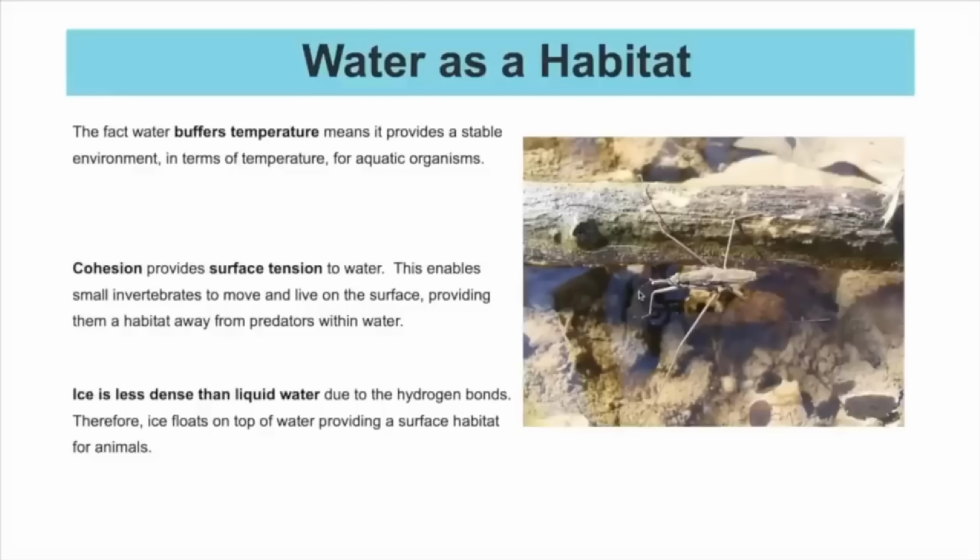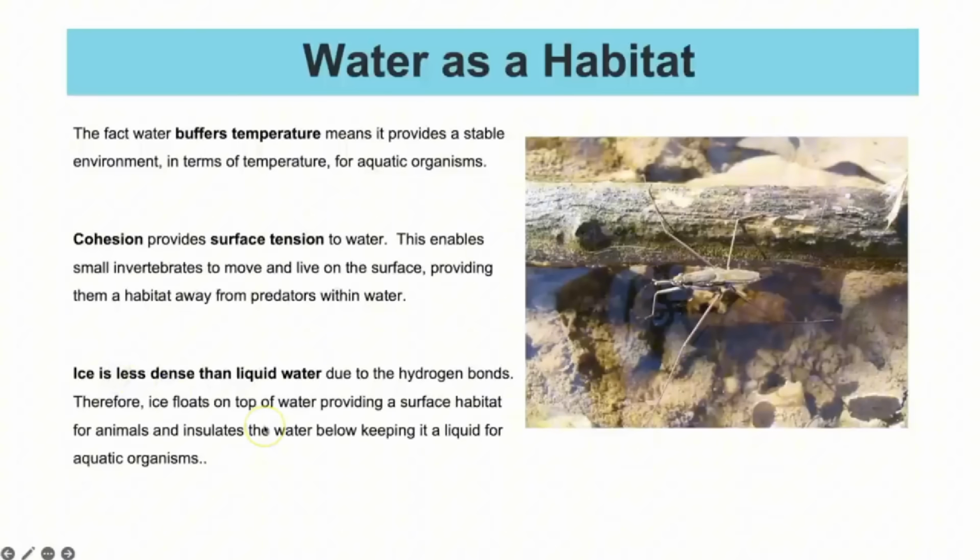Finally, ice is actually less dense than liquid water due to the hydrogen bonds. And as a result, ice floats on top of bodies of water, and that can provide a surface habitat for animals such as polar bears. And it also insulates the water below, keeping it a liquid for aquatic organisms.